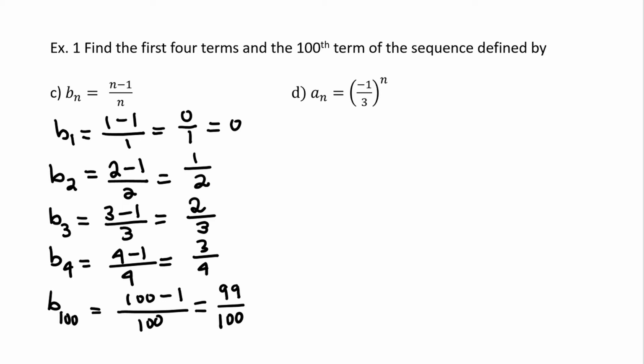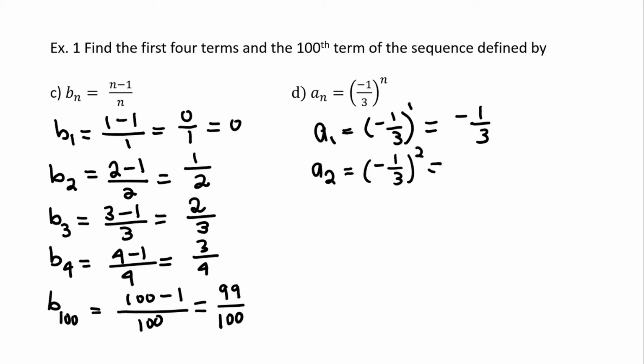And finally, one more, a sub n equals negative 1/3 to the n. So the first term is negative 1/3 to 1. Anything raised to the power of 1 is whatever that base is, so it'll be negative 1/3. Now let's do a sub 2. That's negative 1/3 squared. A negative raised to an even power becomes positive. 1 squared is 1, 3 squared is 9, so positive 1/9.